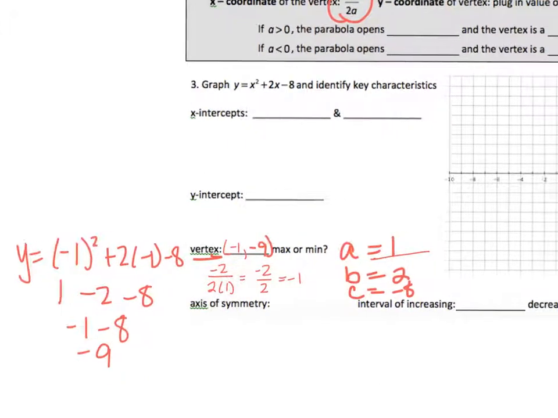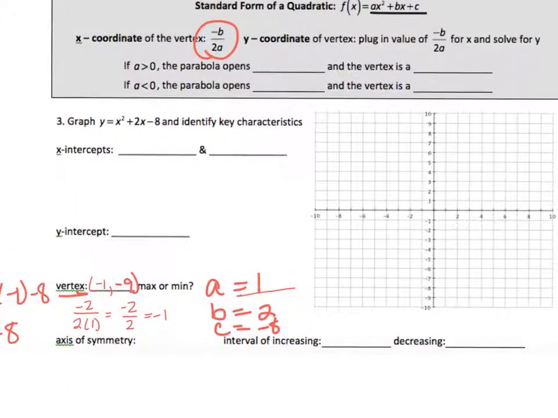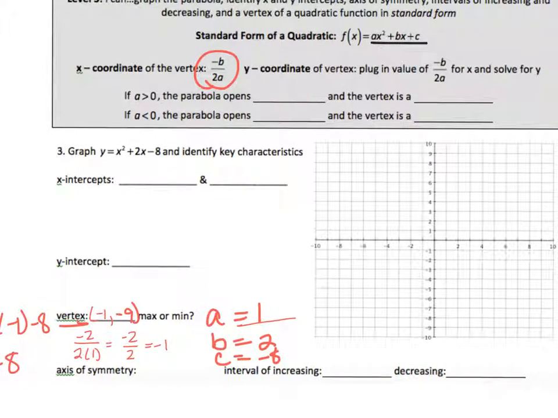Okay. Now the same way as before, we figured out that this was a maximum or a minimum depending on the a value. So again, if a is greater than 0, the parabola is going to open up and it's going to have a minimum. If a is less than 0, it's going to open down and it's going to have a maximum. So the a value in this case is positive. It is greater than 0, so this is going to be a minimum. So negative 1, negative 9. So I know that every point that I find should be greater than negative 9. If it's not, something happened.